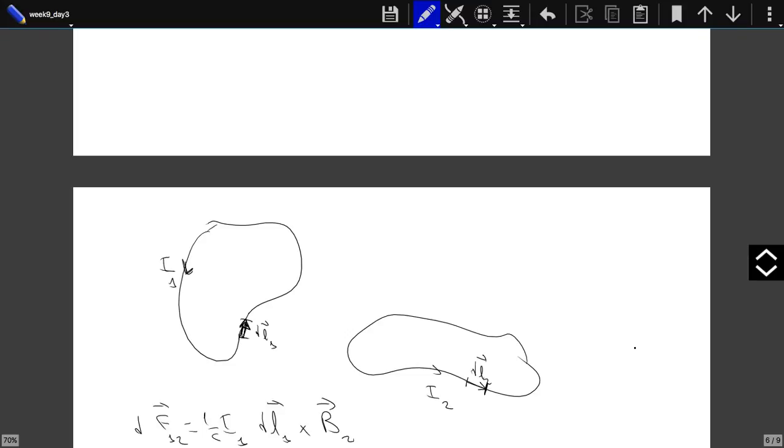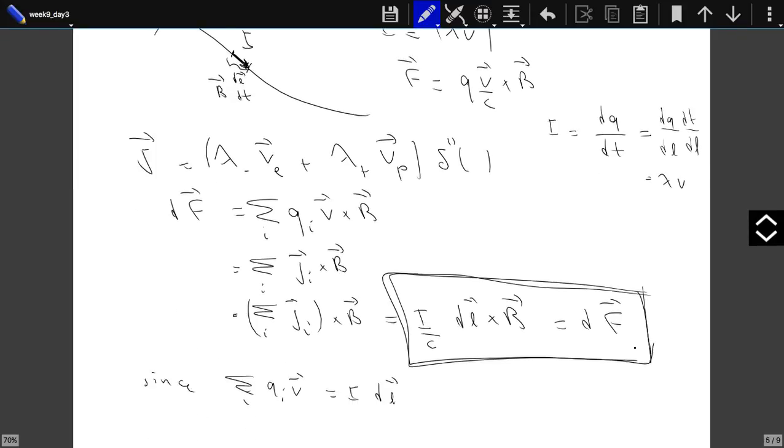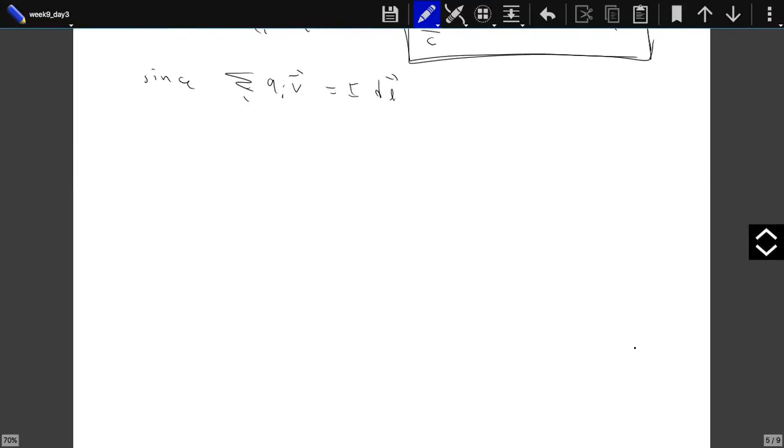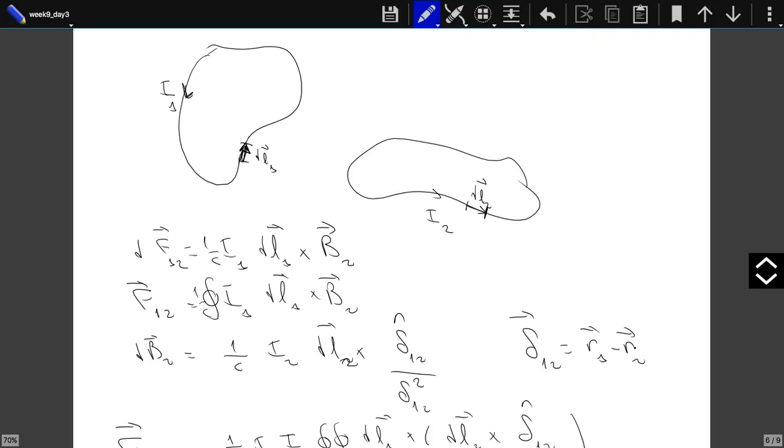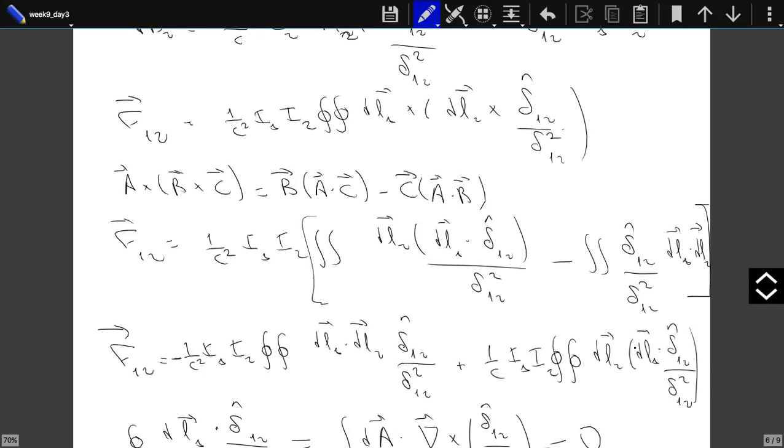Okay, then we looked at the problem of two loops. Well, the issue here that we wanted to discuss is, did we write an example?